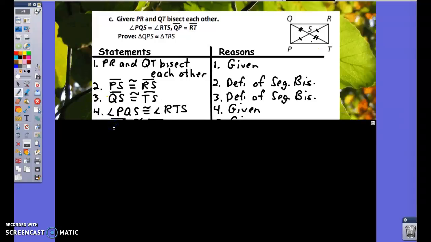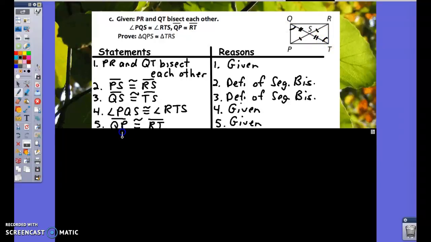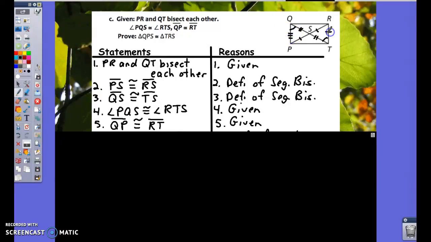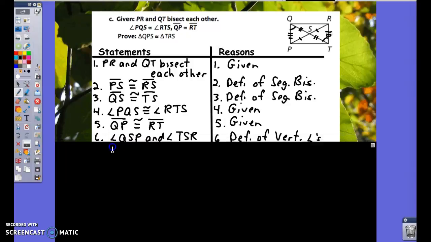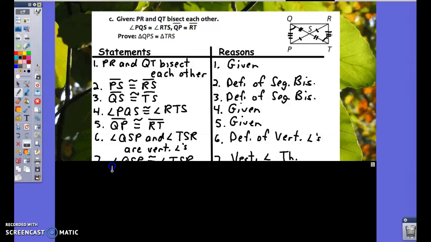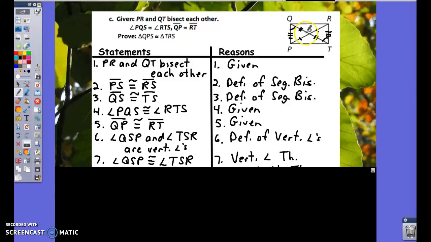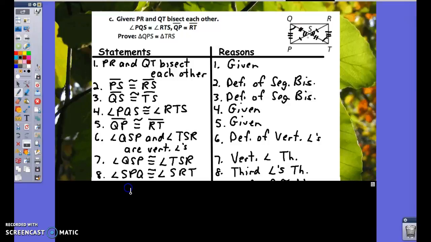We have some more given information. Angle PQS is congruent to angle RTS. We are told that two more segments are congruent here. So we have the three sides congruent to the three sides. We need to continue to work on the angles here. And once again, we have some vertical angles that we can show are congruent. And then, again, since we have two angles congruent to two angles, we know the third angles are going to be congruent as well by the third angles theorem.